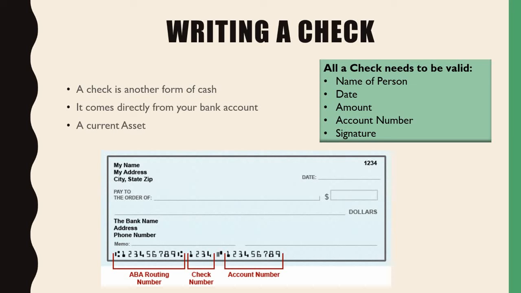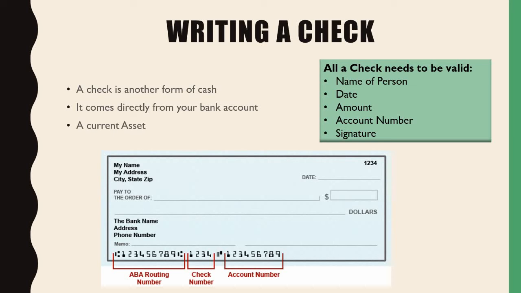Second thing is you also need to have the amount, right? You can't pay for things if you don't have a check amount. Okay? And fourth thing is going to be the account number. Obviously, that's going to be given, right? Your account number is going to be at the bottom of your check, to where the money's being taken out from.